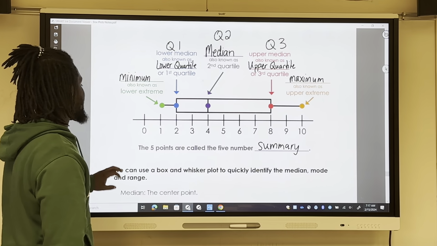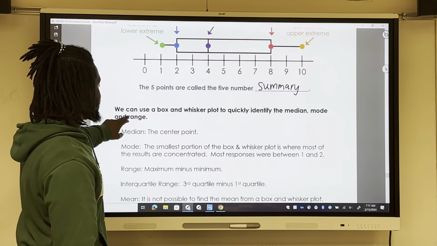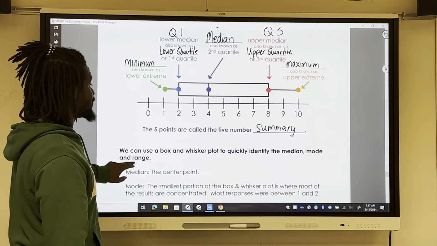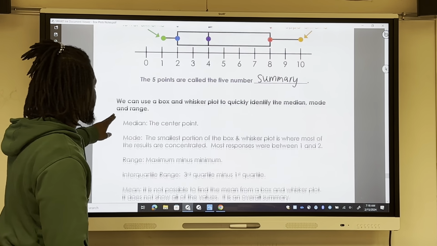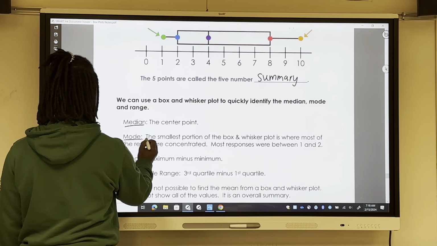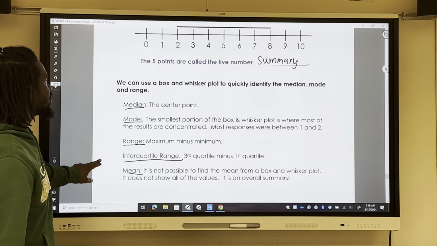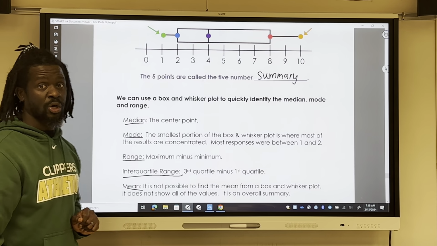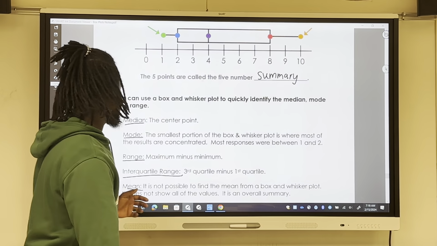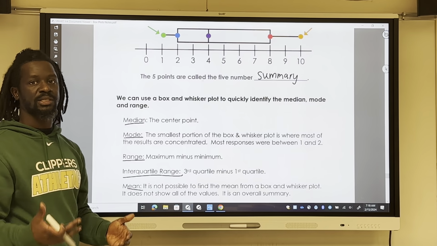Okay, and again, we can use these. We can use a box plot to identify the following things. Right, median, mode, range, interquartile range, and then mean. All right, so I'm gonna just talk about these really quickly. Okay, so the median is the center point.